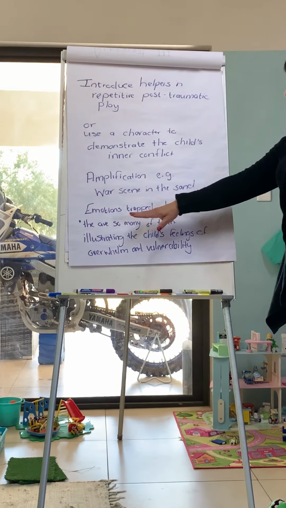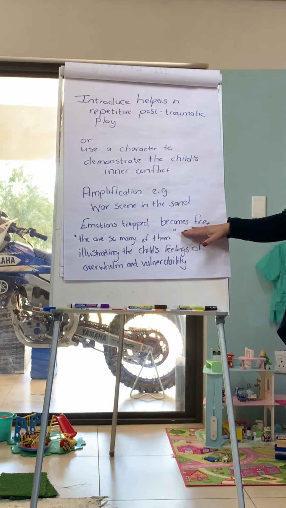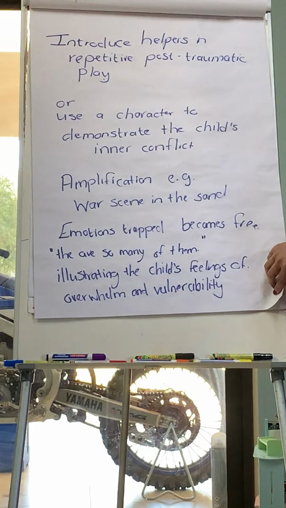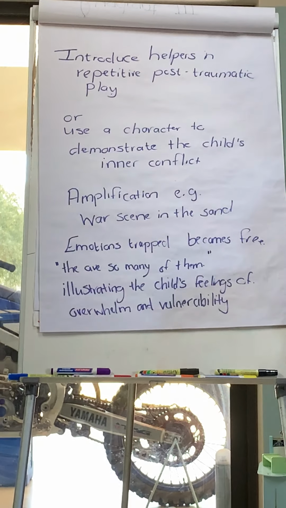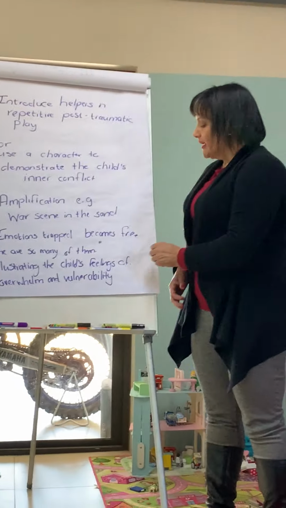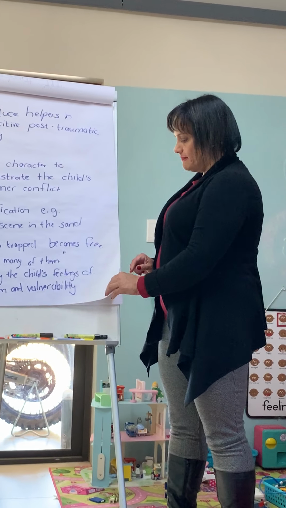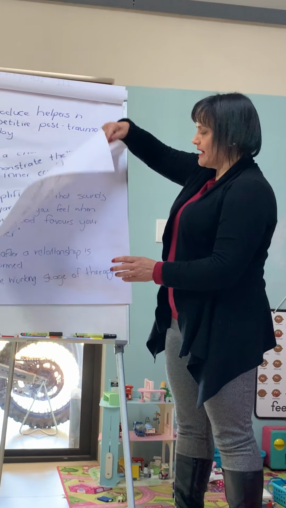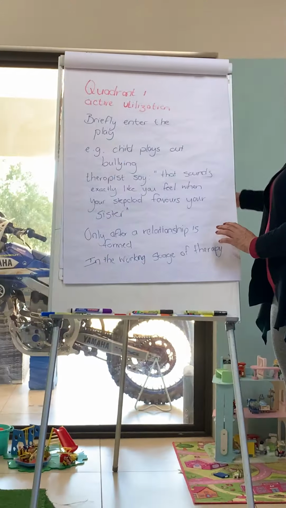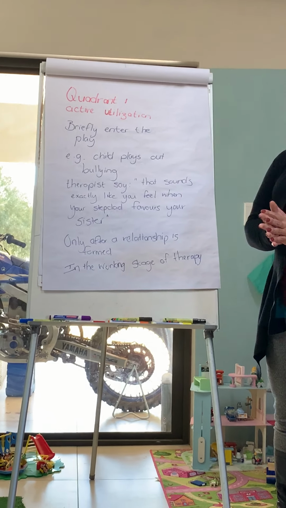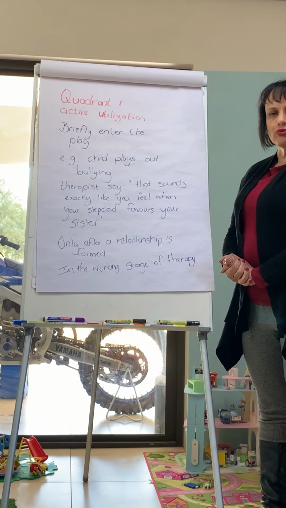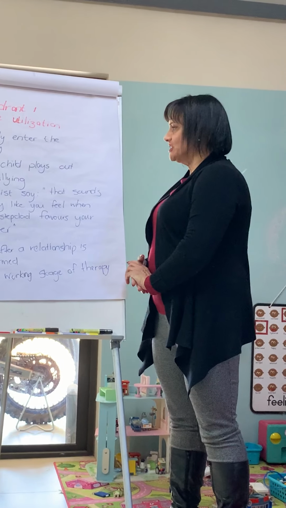Through that, emotions that feel trapped become free. In this example that I've just done, we look specifically at the child's feelings of overwhelm and vulnerability. Okay, now we're going to move to quadrant 1, and quadrant 1 is active utilization.